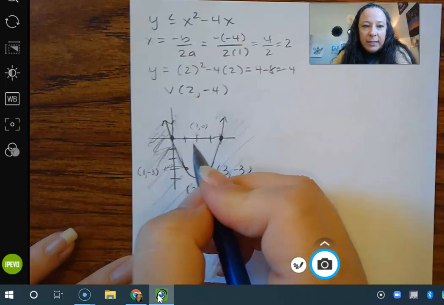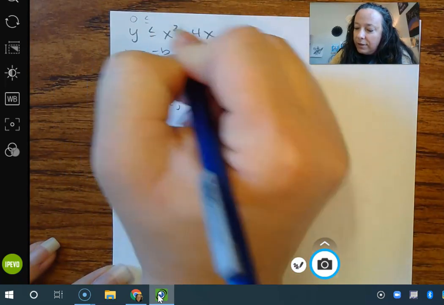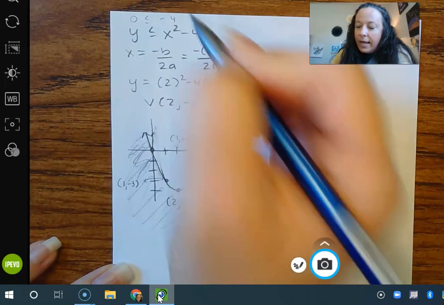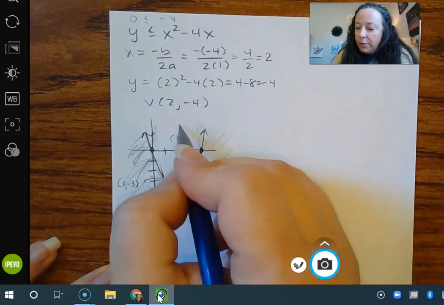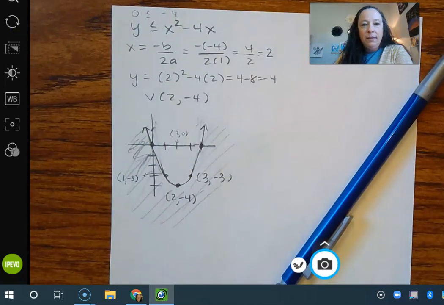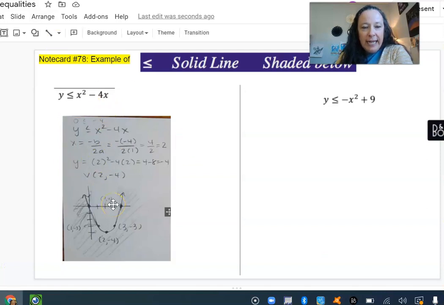So if I want to use that as my test point, I plug it in. Is 0 less than or equal to, let's see, 2 squared is 4 minus, I'm plugging 2 in, so 4, negative 4? Is 0 less than or equal to negative 4? No, so it should not be shaded there. All right, so I plopped that image in here so you guys could see. Pause me if you want to. Go ahead and finish this example on the note card, and we're going to get to this other one. So go ahead and pause me and finish that if you'd like, or you can wait.